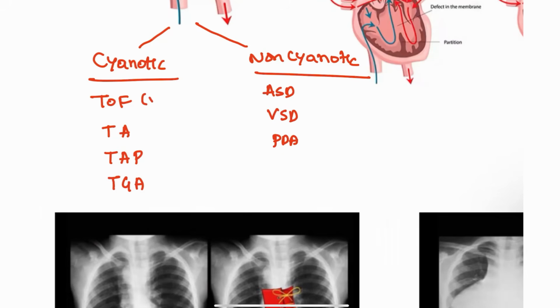So the most common cyanotic is tetralogy of Fallot. The most common non-cyanotic is ASD. And in this, they also ask that ostium secundum is the most common type.